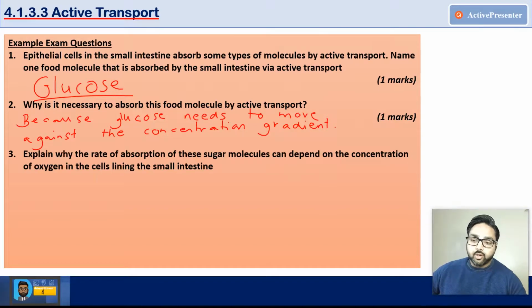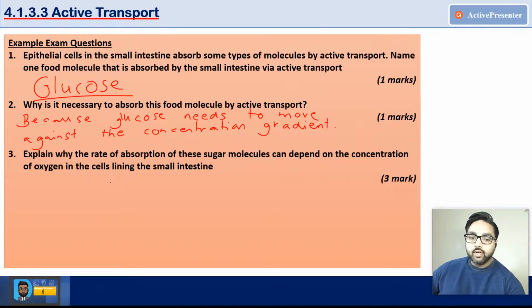And so the final question: explain why the rate of absorption of these sugar molecules can depend on the concentration of oxygen in the cells lining the small intestine. That question is worth 3 marks, okay? So we need to make 3 very specific points, 3 clear points that are going to allow us to get the marks.